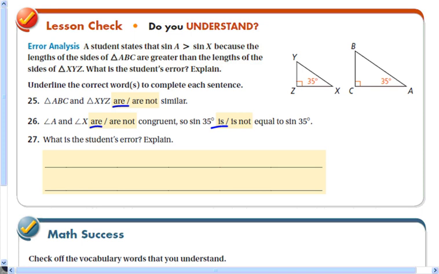And if we have similar triangles, which we do here because we have angle-angle similarity, that means that the ratios of corresponding parts of those two triangles will be equal.